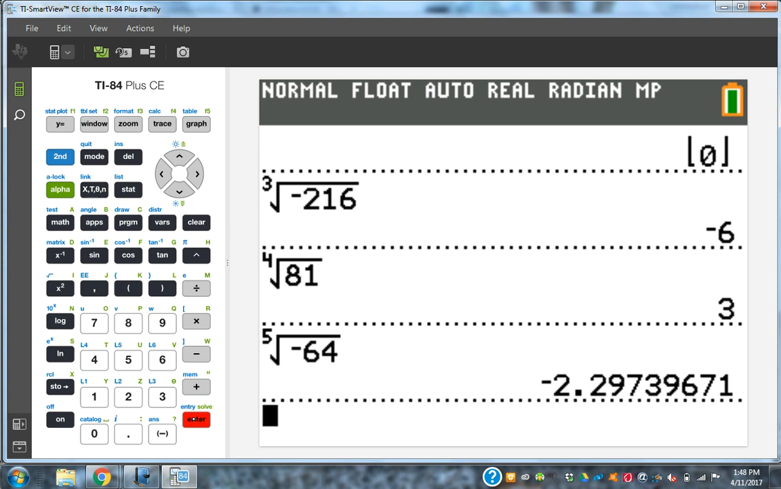Okay, it just takes factor trees and counting what's the index. And make sure you count that number. If the index is 5, you count for a set of 5. Index is 3, you count for sets of 3. Okay.